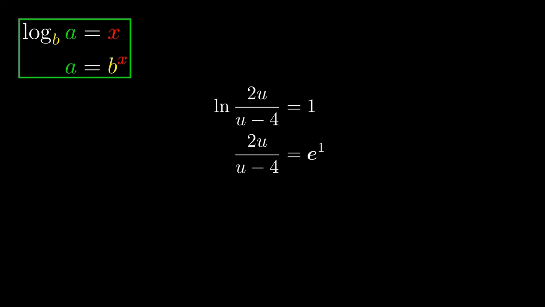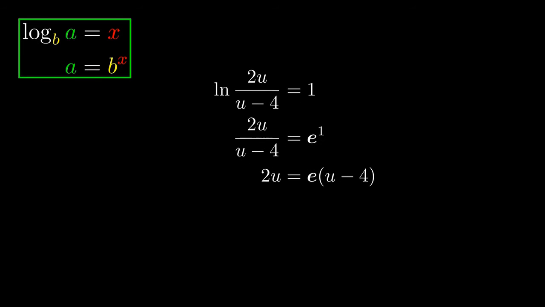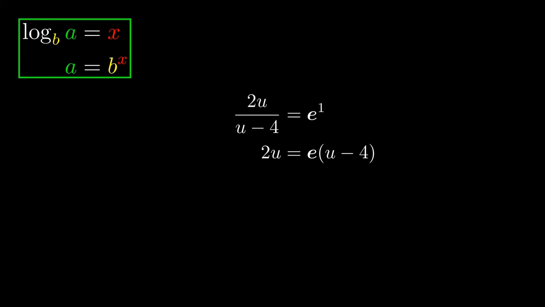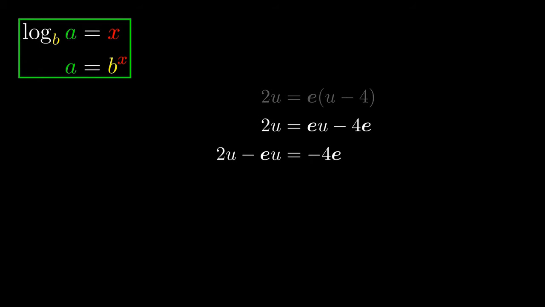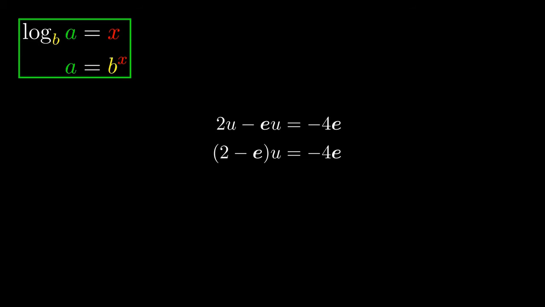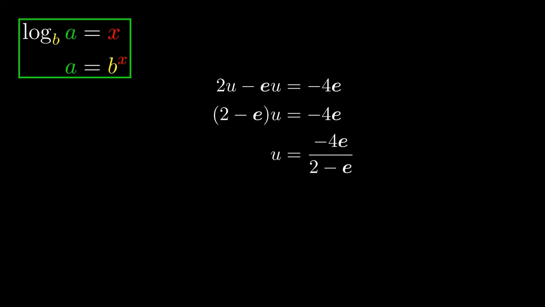And we're just doing some basic algebra now, multiplying by u minus 4. And then we're going to multiply out that bracket and just solve this equation. We're going to factor out the u there, and then we can divide by 2 minus e, and there's u. Part B finished.